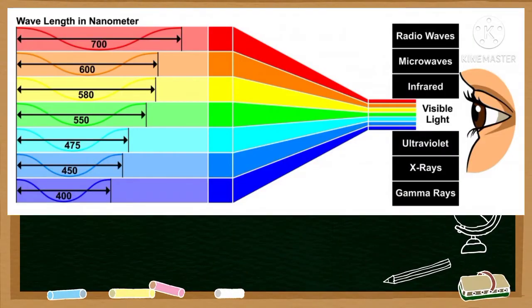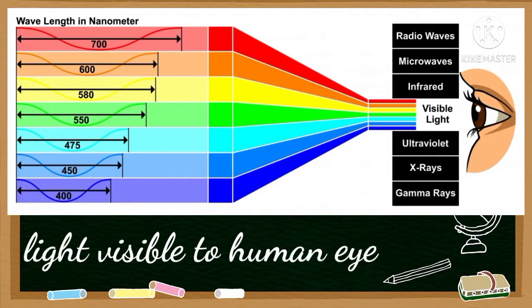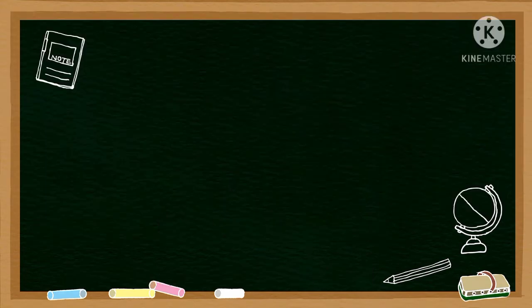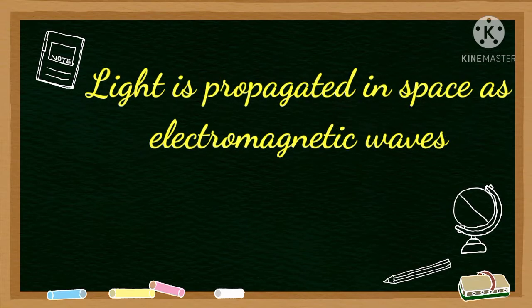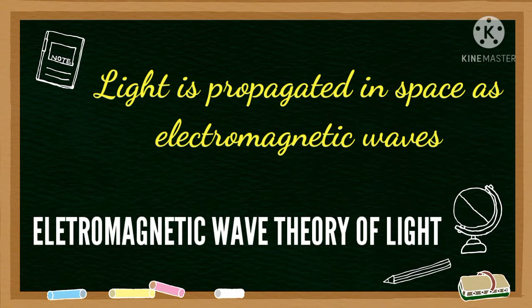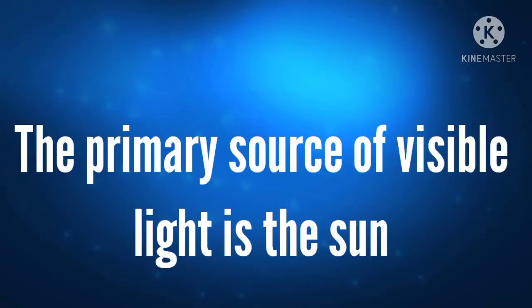The light that is visible to the human eye is called visible light. It is the small part of the electromagnetic spectrum which affects our vision. Light is propagated in space as electromagnetic waves. This is known as the electromagnetic wave theory of light. Did you know that the primary source of visible light is the sun?